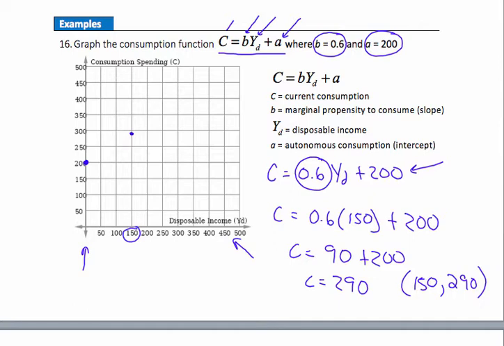We could get out our straight edge and graph that line. Okay, so connect those two points and graph that line.